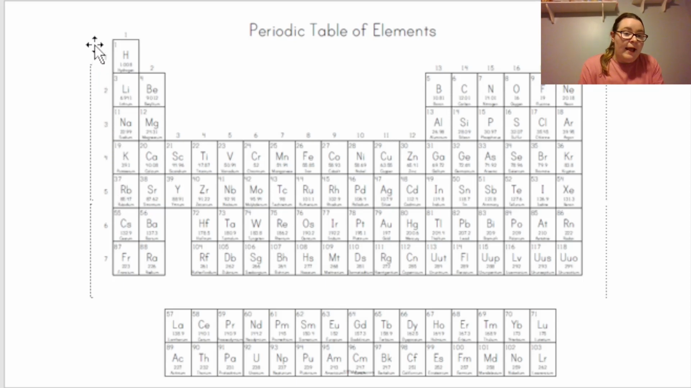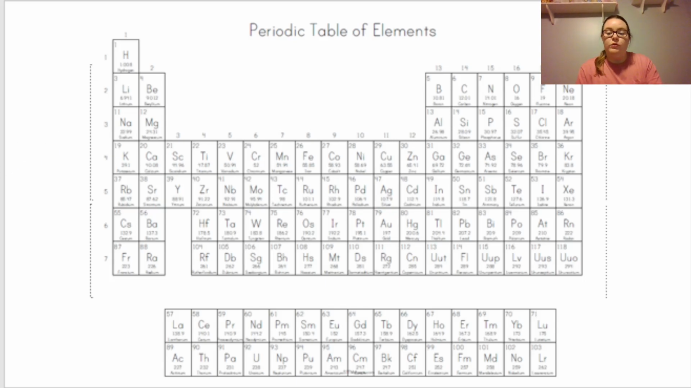If you look at the numbers here on the side, so the 1 and then the 2 beside lithium, that is representing the period number. For example, hydrogen is in period 1 because it has the 1 beside it. But right below it, lithium is in period 2. And right below it, Na represents the element sodium, and sodium is in period 3.